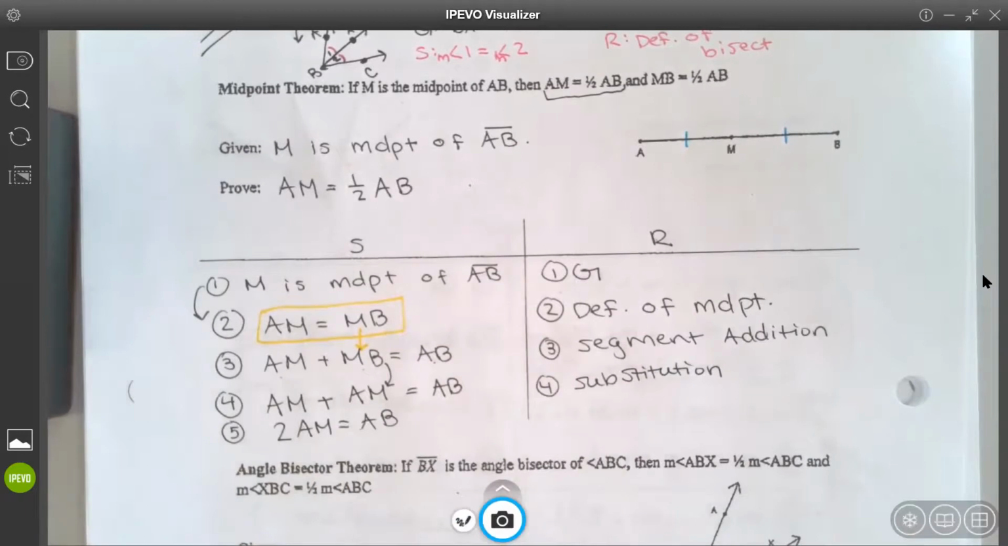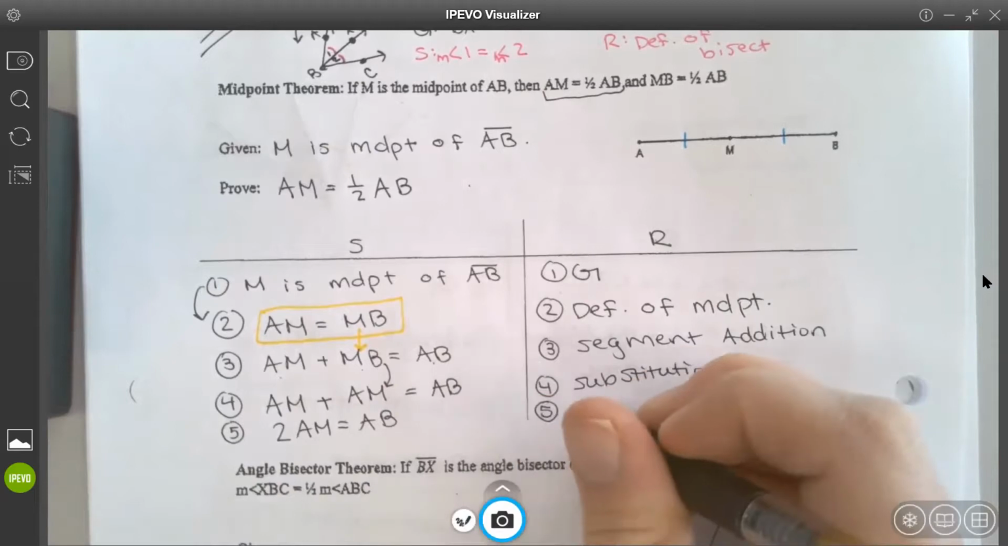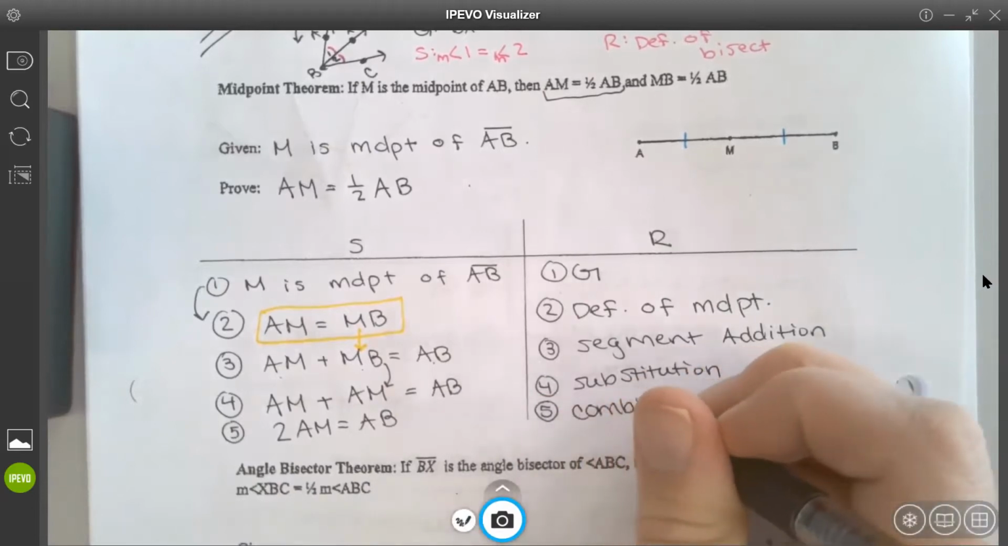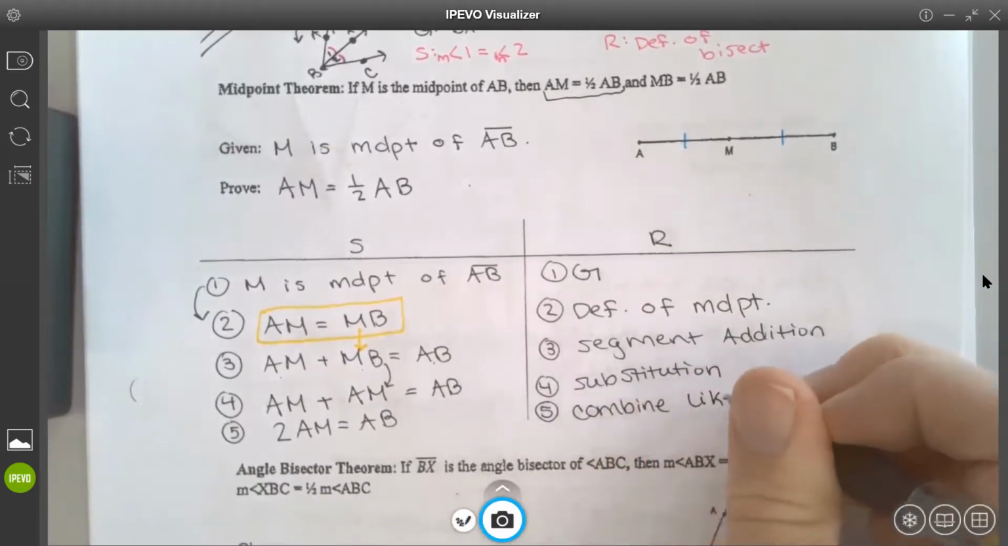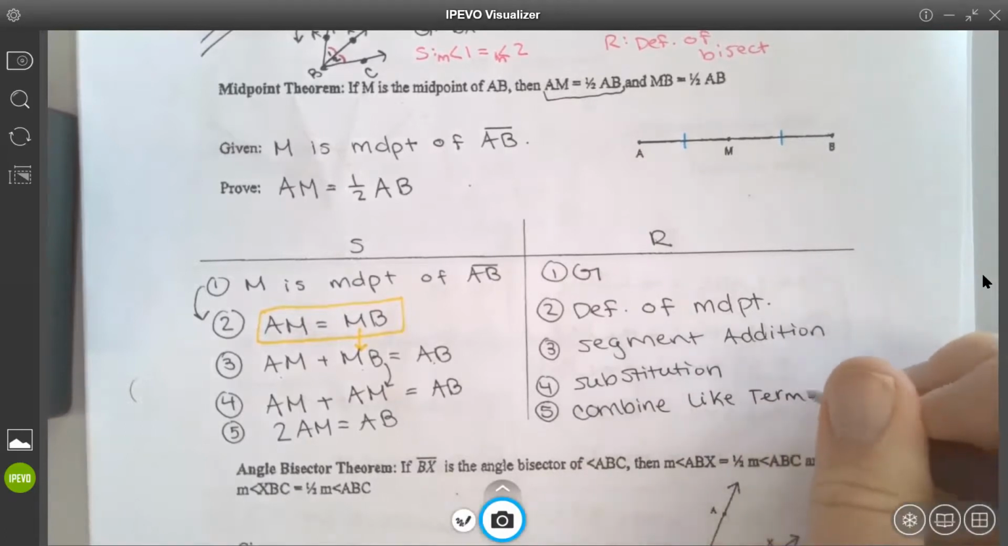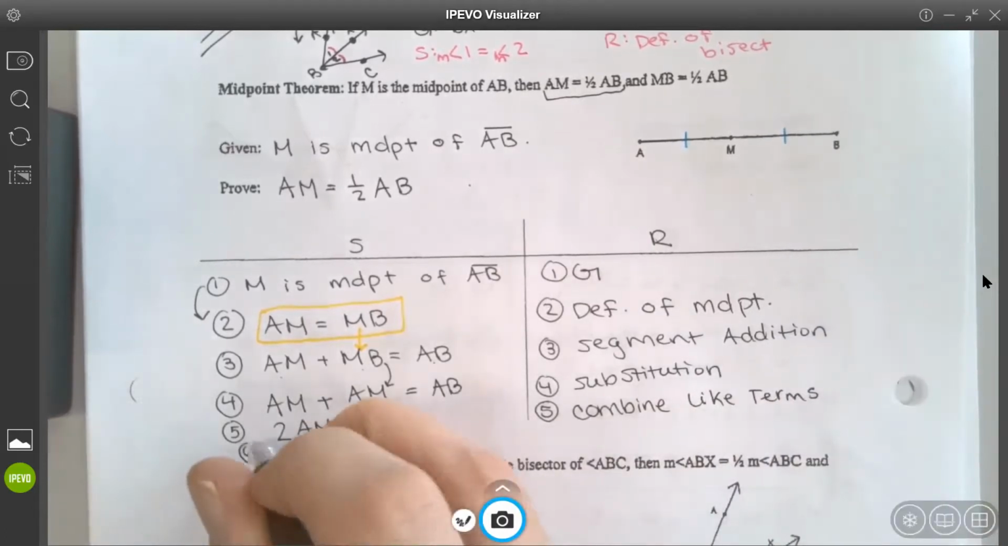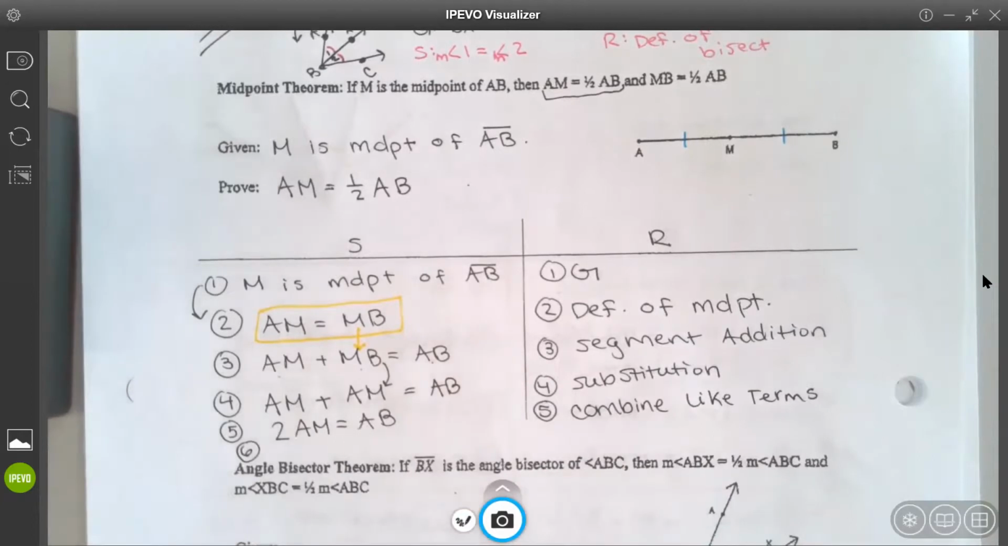All I did was I said I had 1 AM plus 1 AM. Sounds like I'm talking about time. Add that together, I have 2 segment AMs. Okay, all I'm doing is combining like terms. And now it's kind of like the algebra proofs we were doing in the notes before.